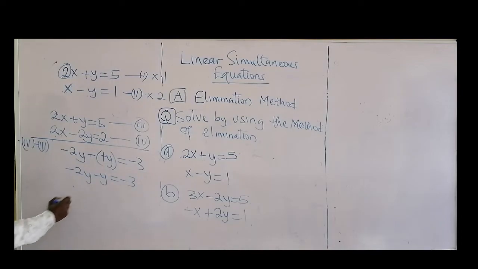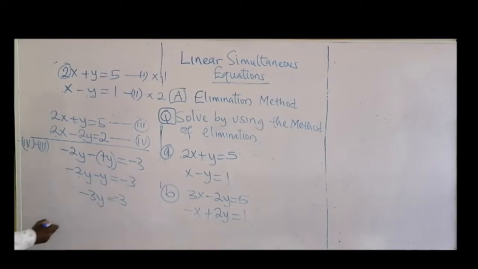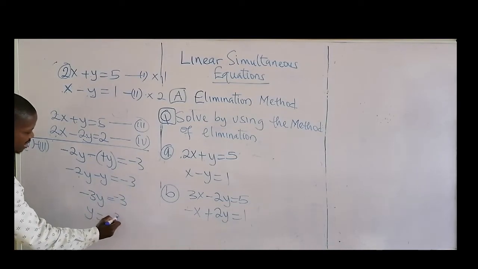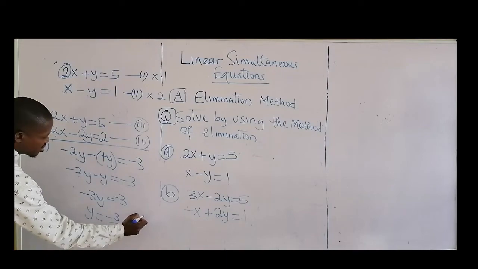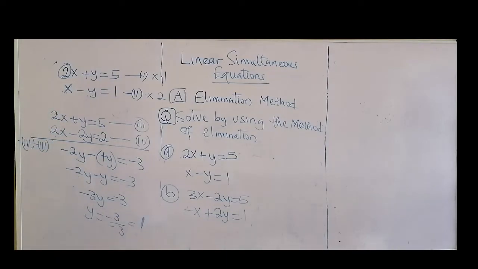That's minus 3. So I'll have minus 2y minus y, that's minus 3y, equals minus 3. So y is equal to minus 3 over minus 3, and that's 1. Okay? So once you have gotten one of the letters, one of the variables, then you can go to any of the equations and plug in that value you've gotten.